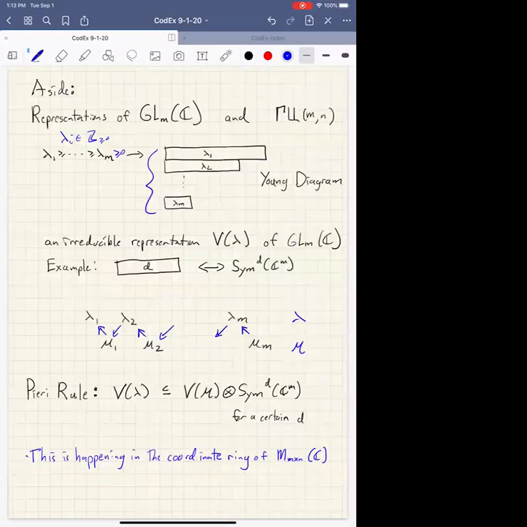So here's a little aside on the representation theory associated to the Gelfand-Zetlin patterns. So the representation theory that comes into this story for our purposes will be the representation theory of the general linear group of M by M matrices. So these are M by M complex matrices with non-zero determinant.